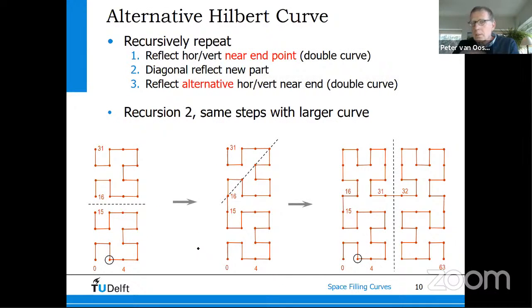And so exactly the same recipe is also done for the second recursion or iteration. And so you double by mirroring near the endpoint. So this is the endpoint. This part is being added, but it is being mirrored by this diagonal. Then you get this new shape. And okay, why do you mirror?